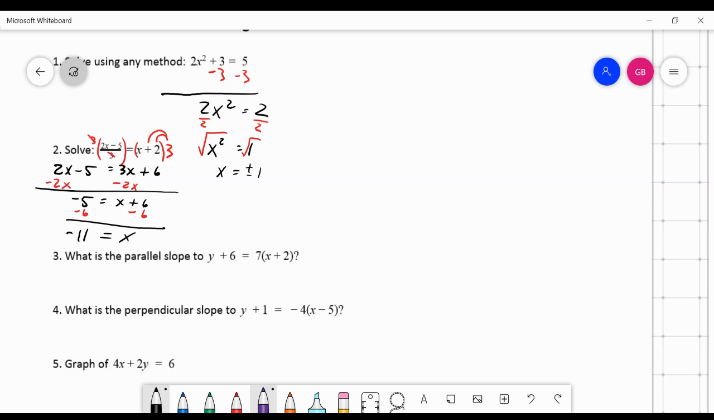What is the parallel slope to y plus 6 is equal to 7 times (x plus 2)? Remember, parallel lines have the same slope.